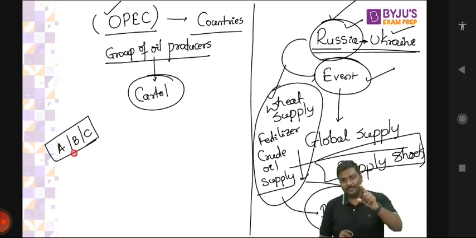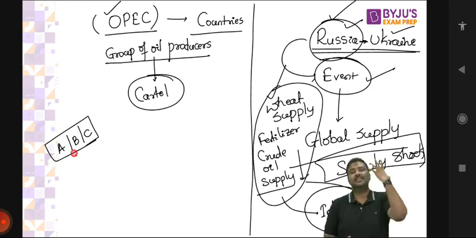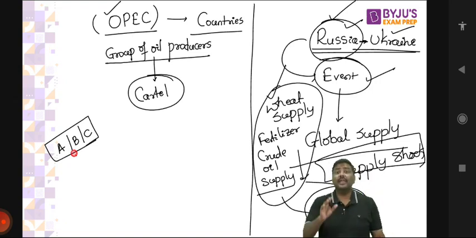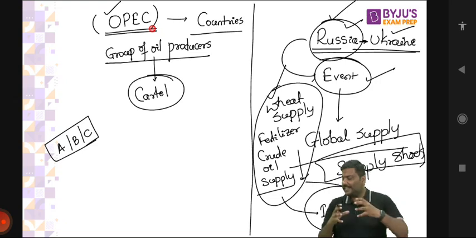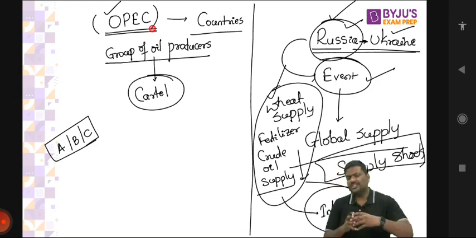That's a cartel. So cartel is nothing but a group of producers or suppliers. And we do not allow formation of cartels in India. Why? Cartels, if they are formed, are very dangerous. Let me focus on OPEC, automatically you'll understand. OPEC is a group of 13 countries which are major suppliers of crude oil in the market.